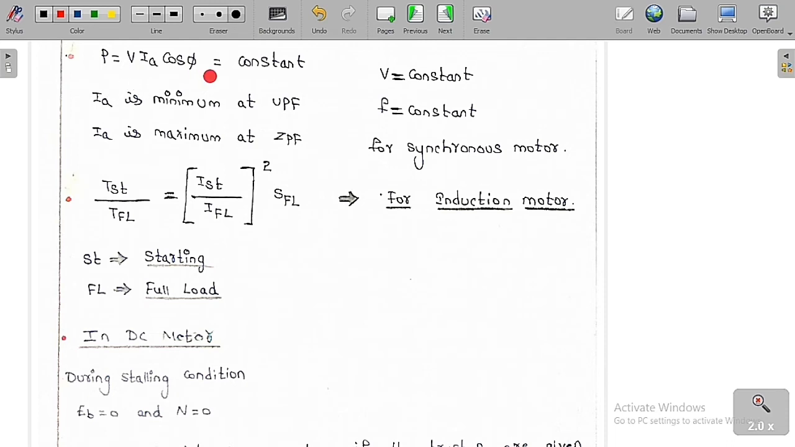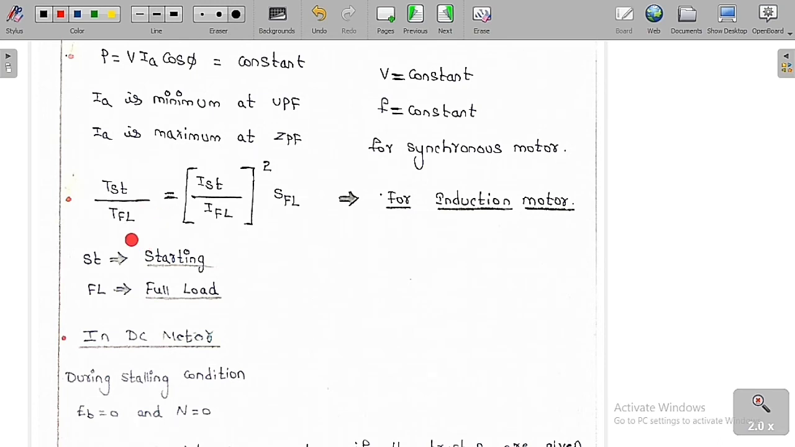So P is equal to V into IA into cos phi, which is constant. V is constant and F is constant for a synchronous motor, so P is also constant. What I am trying to say is that I am just changing the excitation, but I am not changing the mechanical input. The mechanical input is constant. If you change the excitation, IA changes, the power factor changes, and the nature of the power factor, lagging or leading, also changes. EF, the induced voltage, is also going to change.